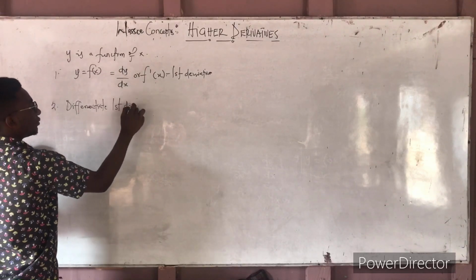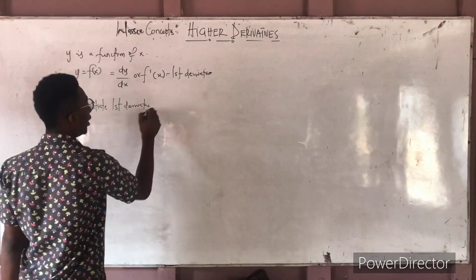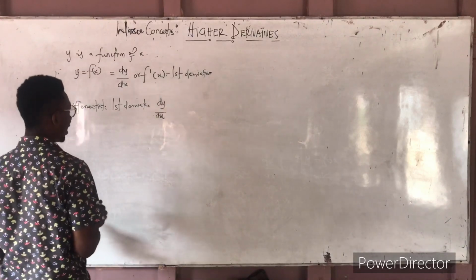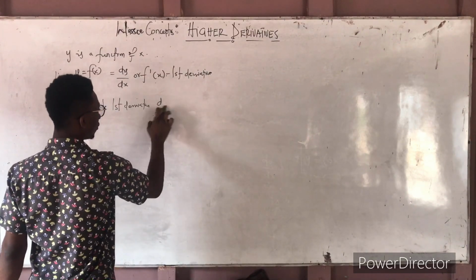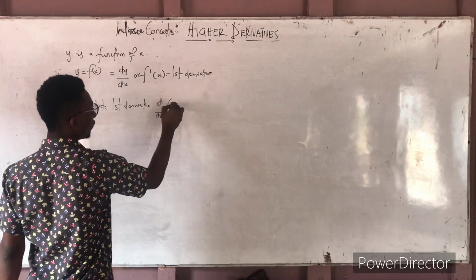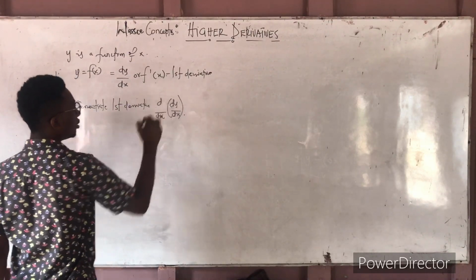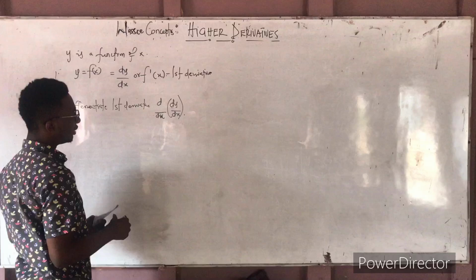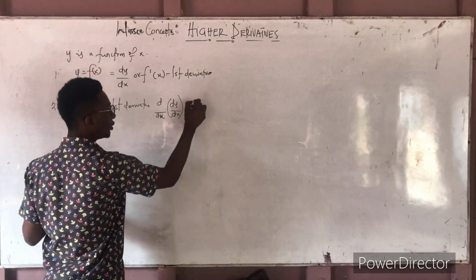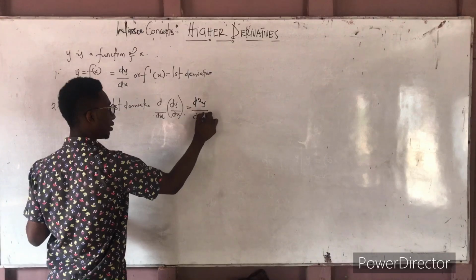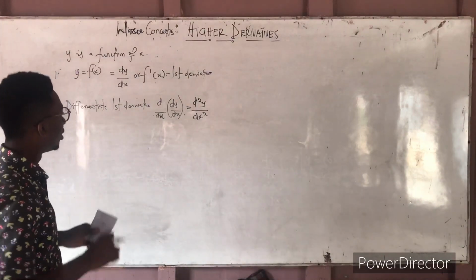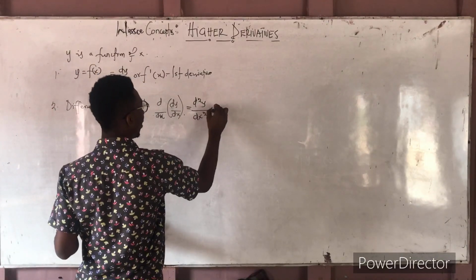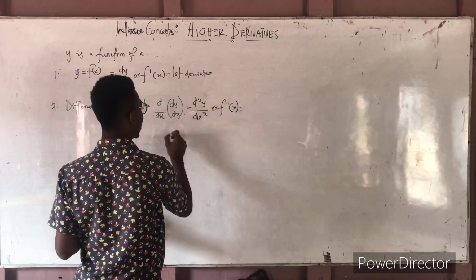Now, if this is the first derivative, when you differentiate the first derivative, you get the second derivative, which is d squared y over dx squared. This is the same as f double prime of x, and it's known as the second derivative.